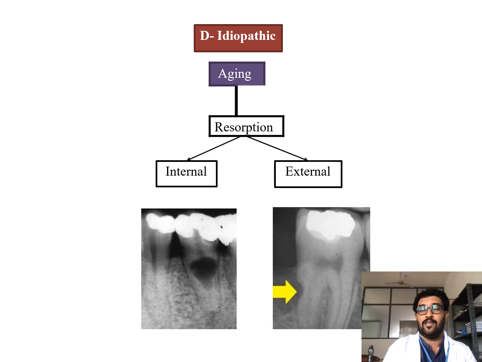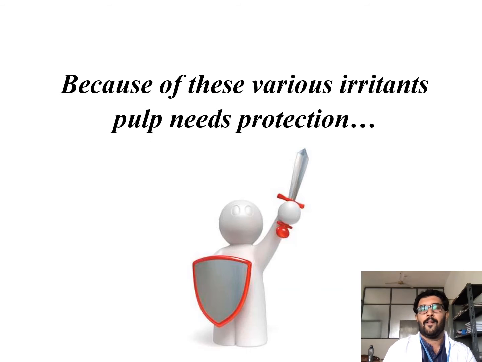What happens? Aging. The age of a patient is also one of the important factors where you have to go for maintenance, as we call it. Visit the dentist every 3 months, 6 months, often, so that you can be diagnosed with caries or any oral problems. It also includes resorption, which is of two types: internal resorption and external resorption.